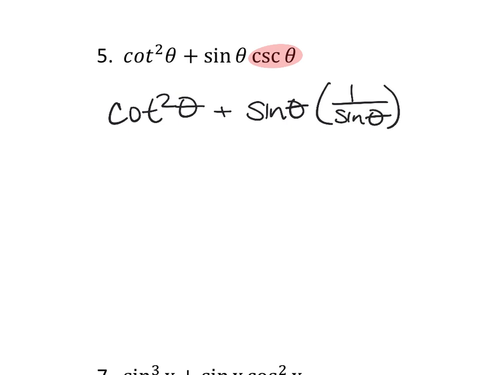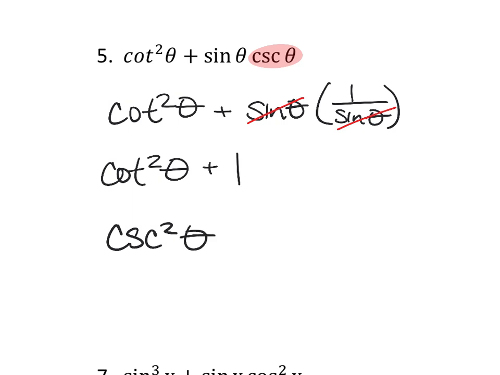And sine of theta times 1 over sine of theta, the sines cancel. This would be cotangent squared of theta plus 1. Now that we have cotangent squared of theta plus 1, we use the Pythagorean identity to change that to what? Cosecant squared of theta. And since it's one trig function, we're done.